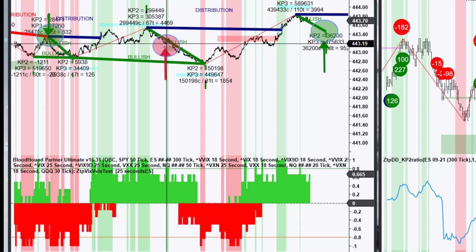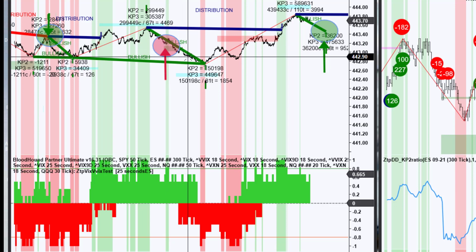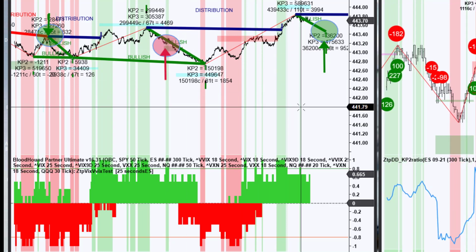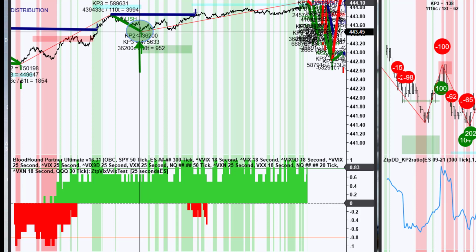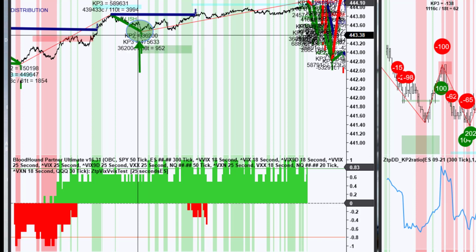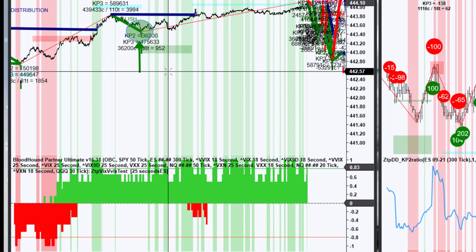But again, this is where we would have likely made our trade from, and we would have gotten stopped out. We're going to follow that up with a special divergence long with VXX and take that into the close.